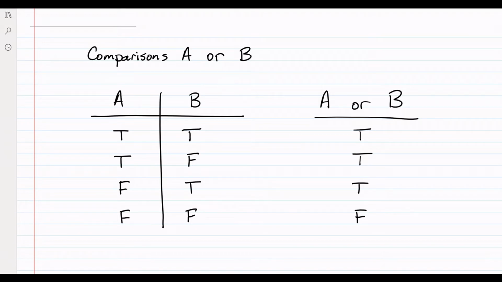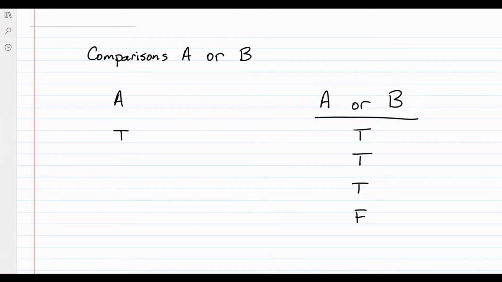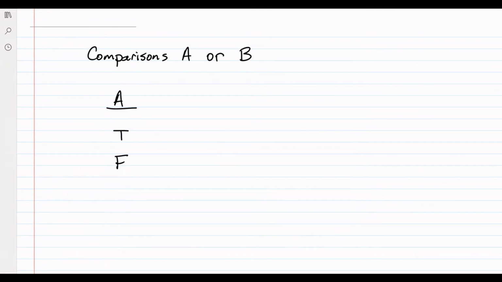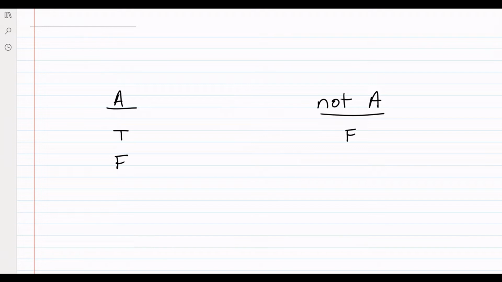Okay, and then there's the NOT comparison. So if you just had, you don't need all of them for this one. So if you had A as being true or false, then NOT A, right, would just be the opposite. So if something was true, then NOT A would be false. And if something was false, then NOT A would be true. So this gives you a way to reverse a comparison if that's the logic that you needed to have in your program itself.